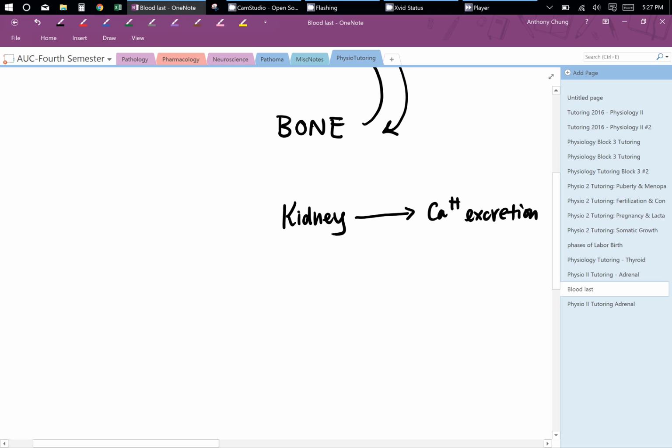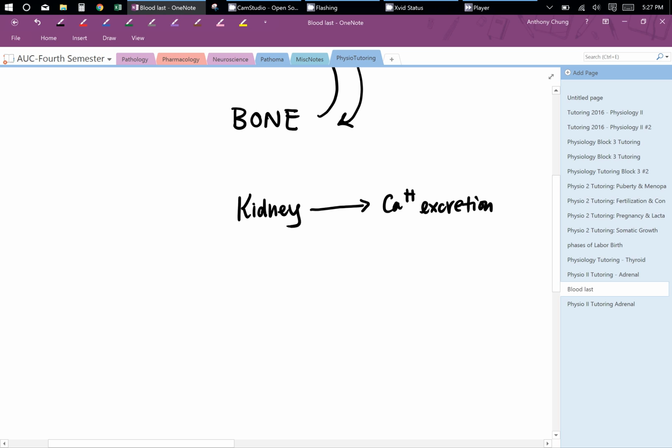And if that's not enough, if you're really low on calcium, then you want to actually take some in. So intestines. So you want to absorb more calcium from your dietary source. So that would be through intestines. So that would be absorb calcium.